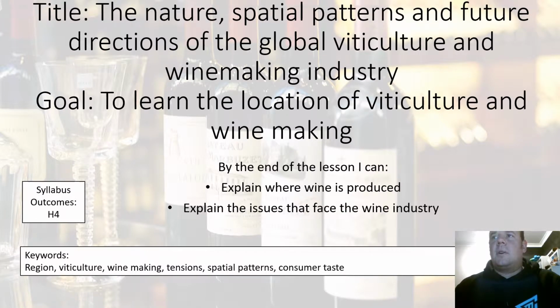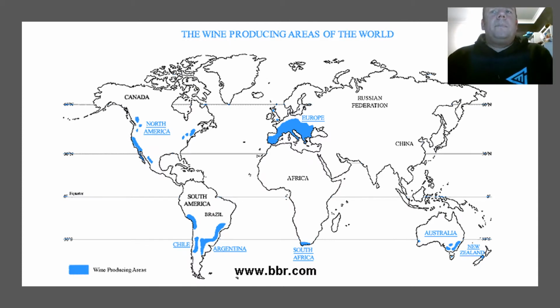So the first slide I want to show you is a basic map of the world which shows all the wine producing areas in the world. As you can see, it is a global industry, with the exception of Antarctica. Wine is produced in every single continent around the world.